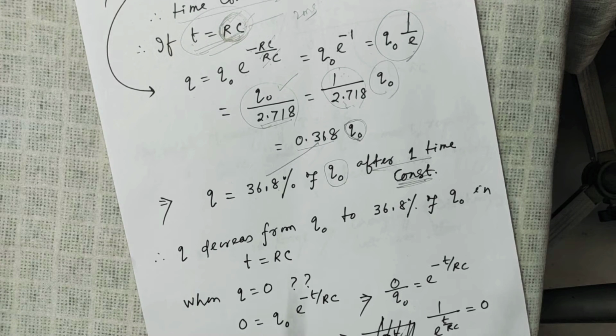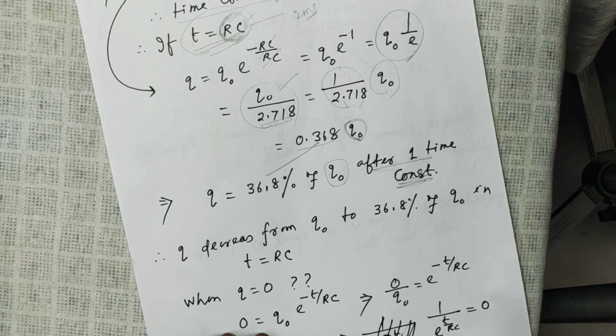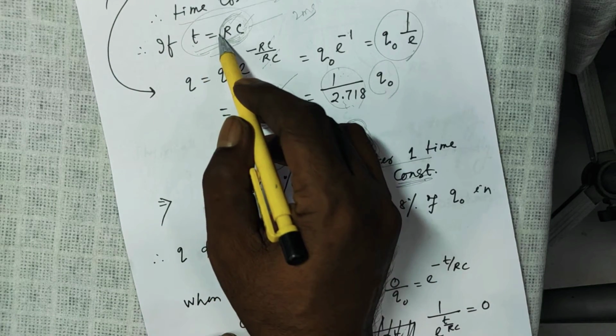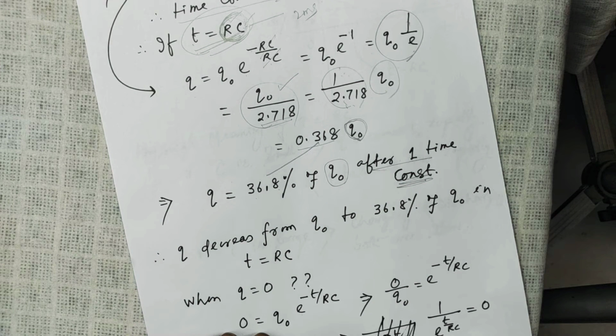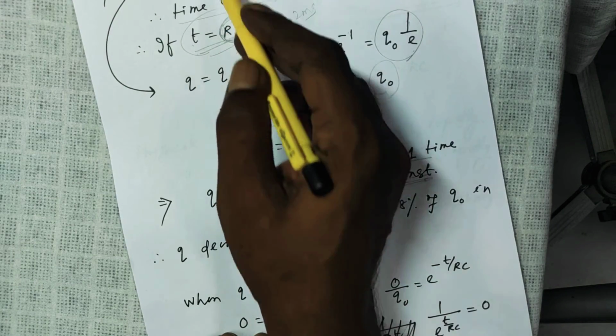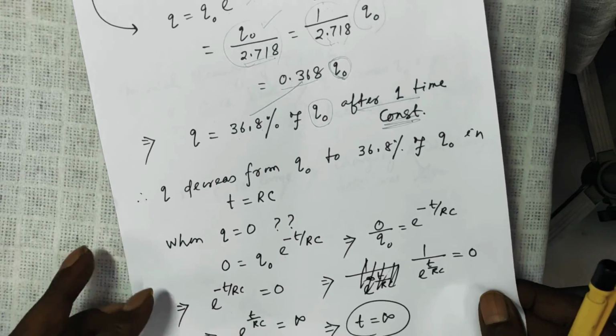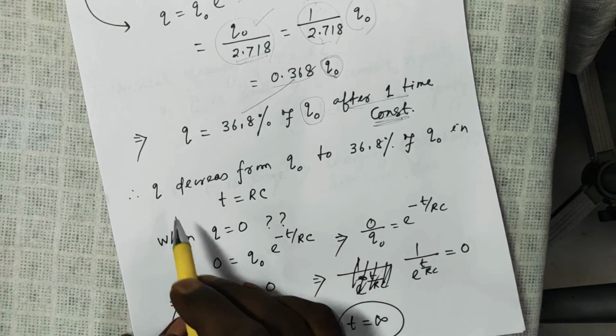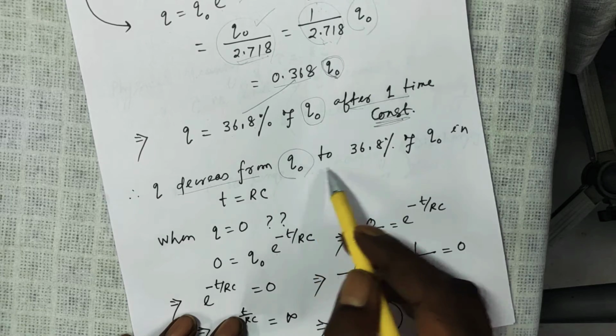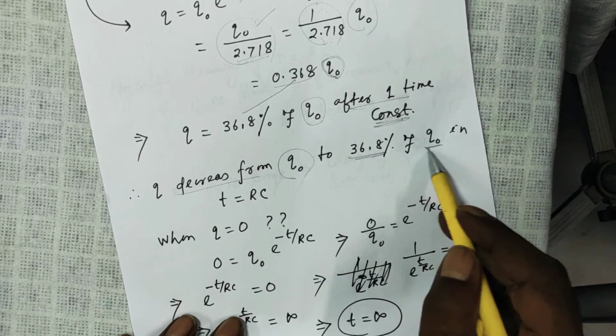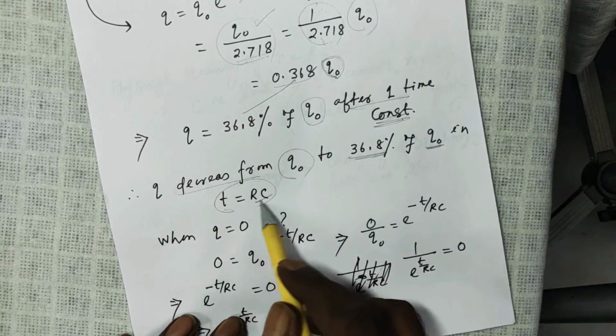If you are asked to find what will be the charge in the capacitor when it is discharging after two time constants, then for t you have to put 2 RC. If you are asked to find out what is the charge left in the capacitor when it is discharging after 3 time constants, then put t as 3 RC and then calculate. So here, Q decreases from Q naught to this percent of the maximum Q naught in this much time.